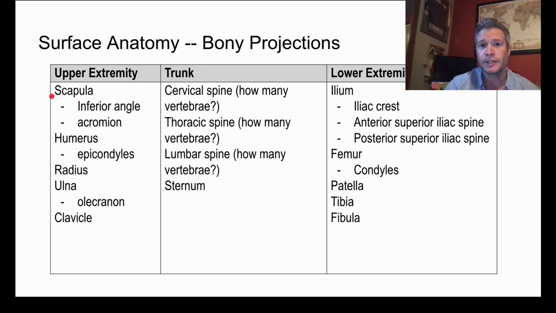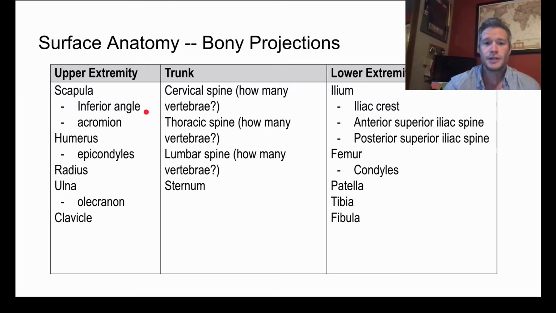So the scapula, that's your shoulder blade, the inferior angle and the acromion. The inferior angle is the part that sticks out at the bottom of the triangle. That's the scapula. And the acromion, or the acromial process, is up here. So the shoulder blade is like a flat triangle with a little hook arm up on the top, and that's up over here.